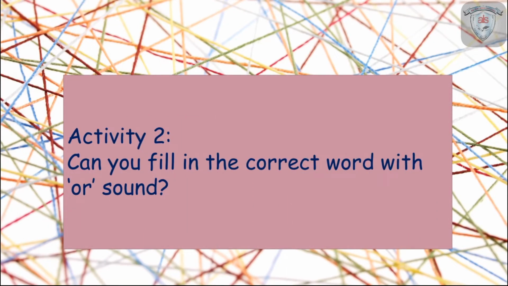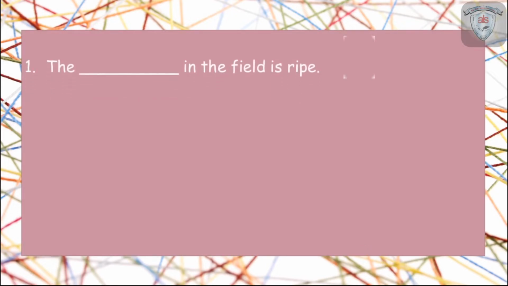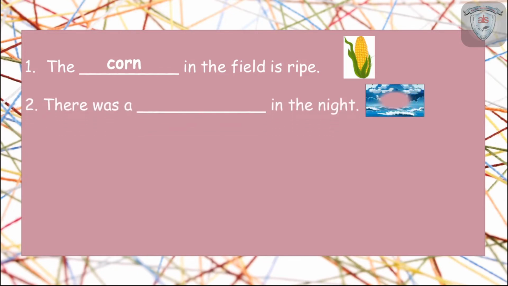Now, let's do activity 2. Can you fill in the correct word with or sound? Let's start. The blank in the field is ripe. What do you think is the answer? The answer is corn. The corn in the field is ripe. Next one. There was a blank in the night. What do you think is the answer? The answer is storm. There was a storm in the night.